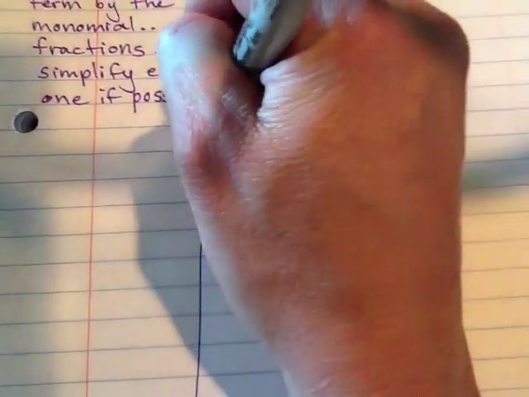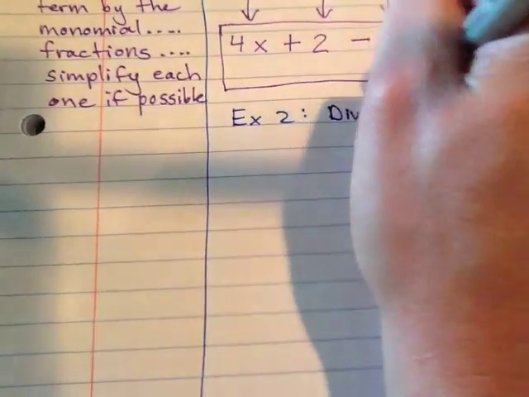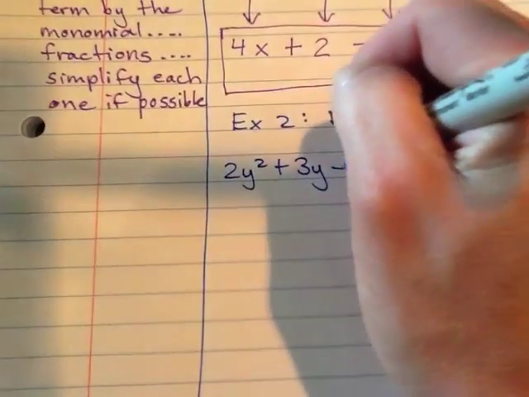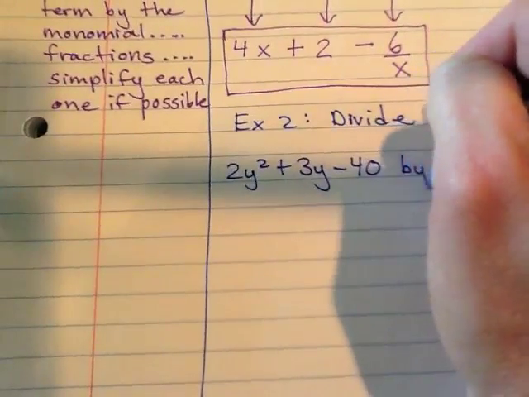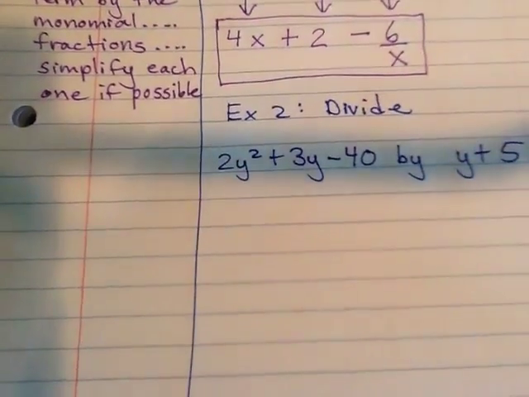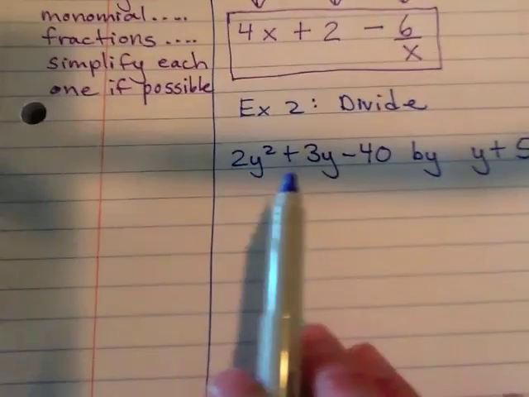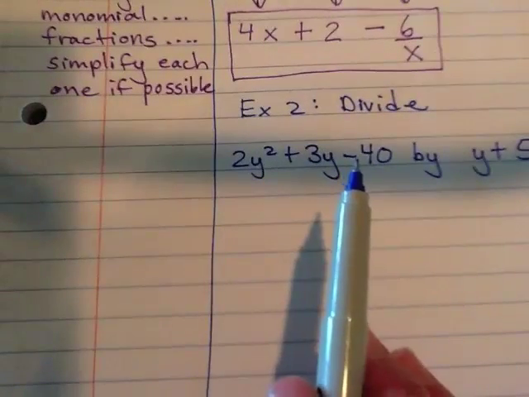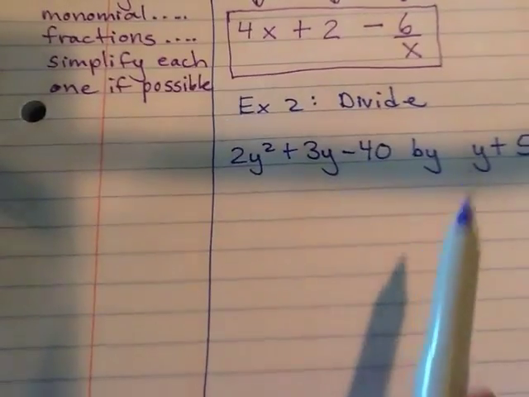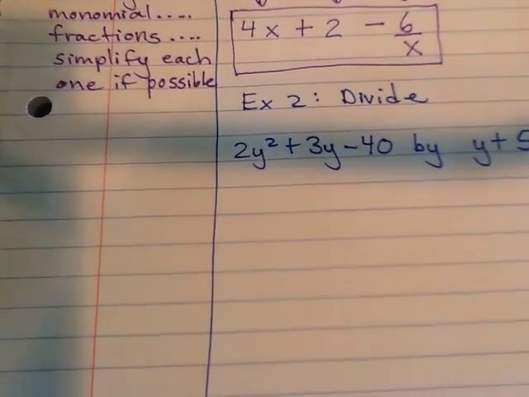Example 2. Divide 2y squared plus 3y, subtracting 40, by y plus 5. So if I was to actually write this as a fraction, I'd have to try to factor right here. And what I would most likely find in this case is that there is not going to be a factor of y plus 5 that's going to allow it to simplify like you were able to do the other day.